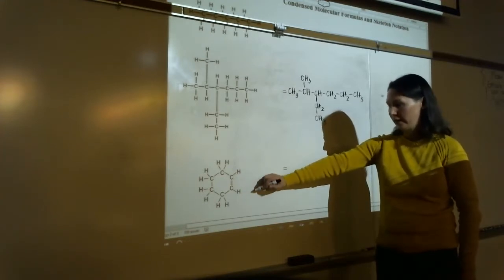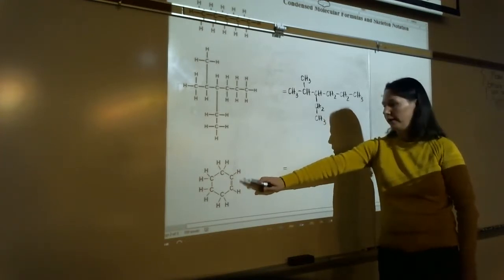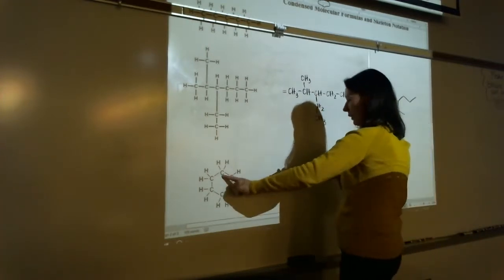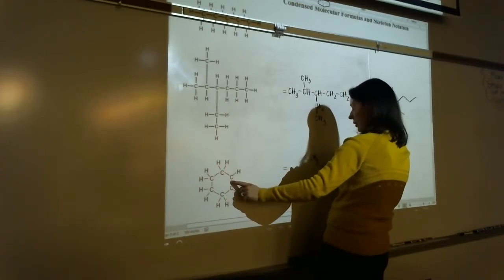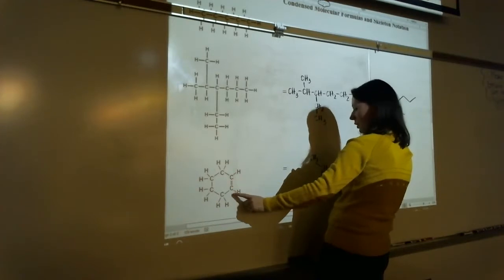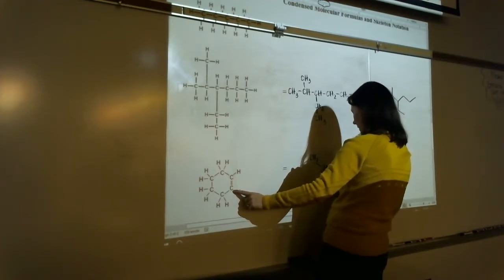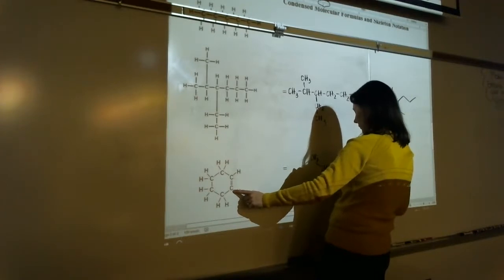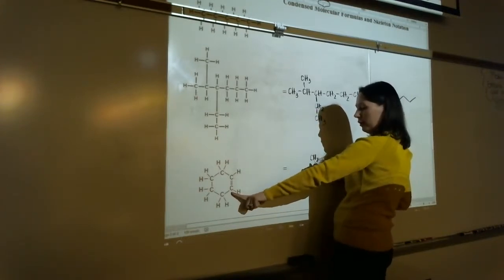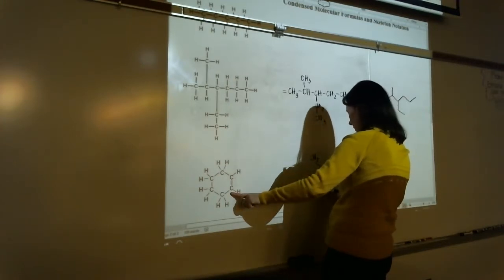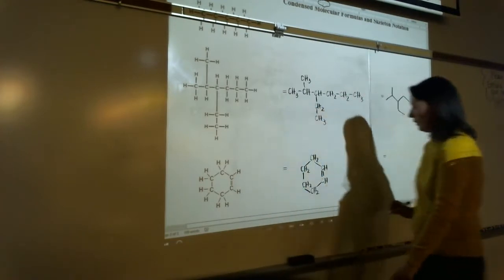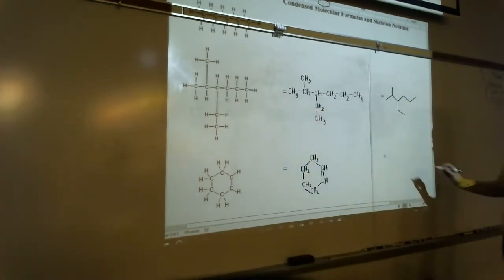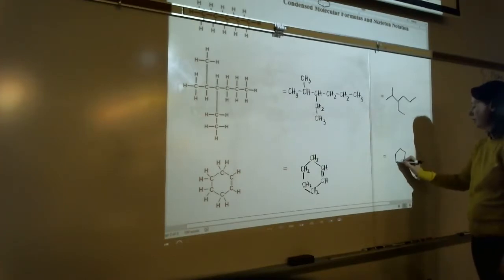It is cyclic, yes, and it's got a double bond in there, right? So we have to be careful about that. Because if you start here at the top and go clockwise, CH2, notice CH, CH. How come it's not CH2? What would happen if it had CH2 right there? How many bonds would that carbon have? Too many. 1 too many, right? CH2, CH2, CH2. Okay, so there it is in condensed molecular, and then skeleton notation.